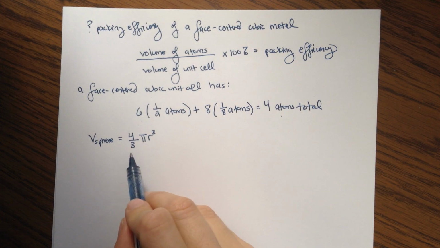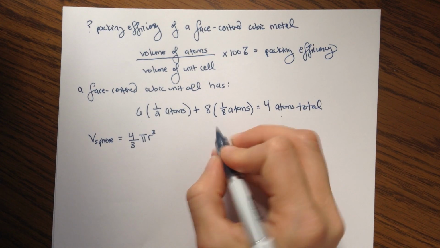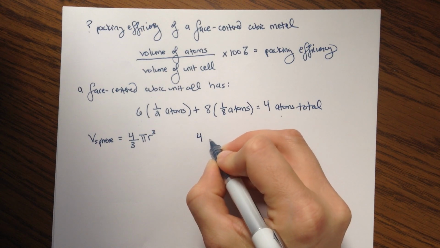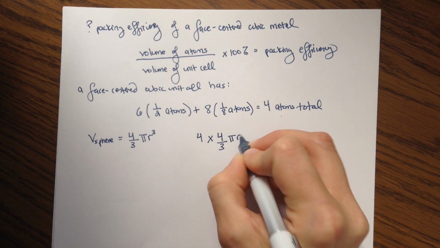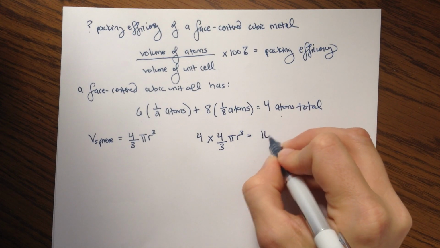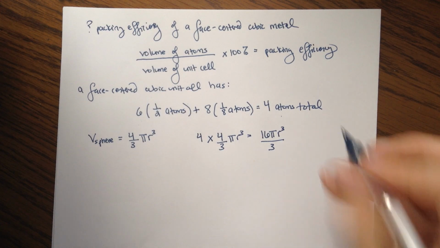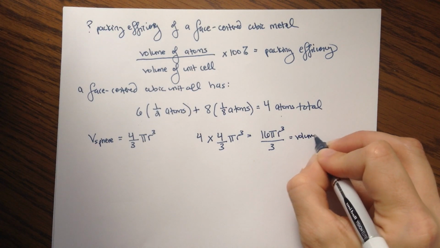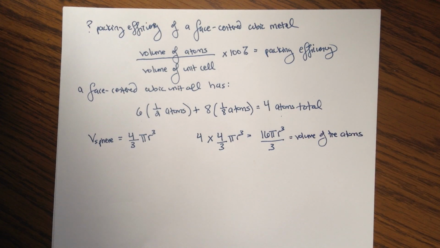Okay, great. We've got the volume of a sphere, and we're treating these atoms like spheres. So for a face-centered cell, we have 4 atoms times the volume of a sphere to get 16 pi r cubed over 3. This is the volume of the atoms present in the unit cell.